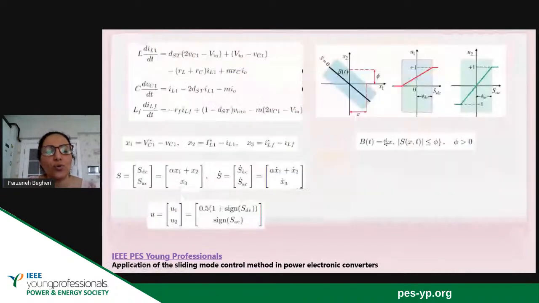So let us go through controlling this system. First of all, we go through the mathematical model of this system. For finding the mathematical model, I have given them. We have two equations for DC side and one equation for AC side.